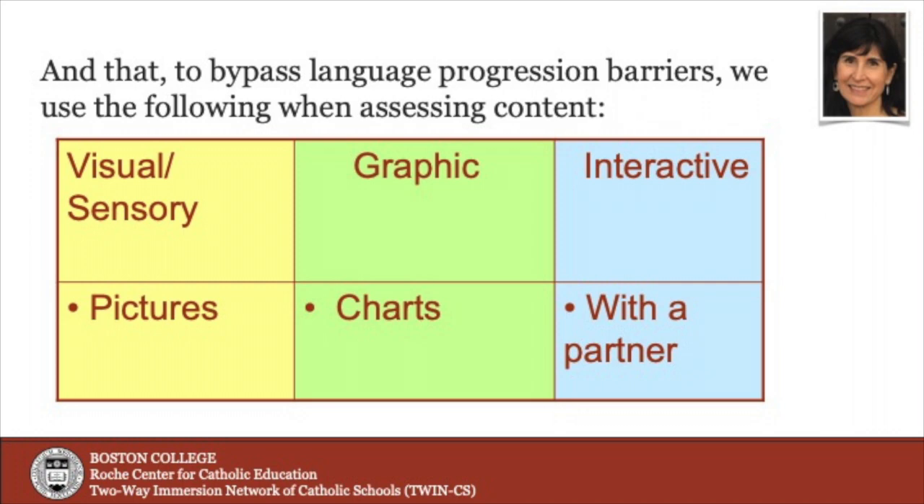So typically the question that arises from this is, how do I make a distinction between testing my students to see if they know the content or if they know the language? One of the ways to do this is to include visual or sensory aspects, graphics, or interactive ways. When you add this language scaffolding, you bypass the language limitation or the language challenge to really be able to assess if the students get the content or not.